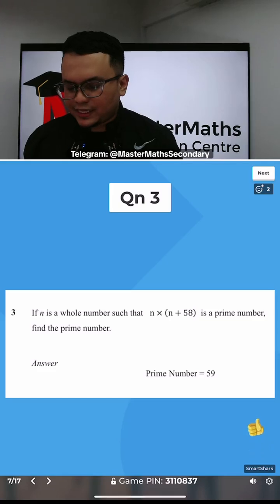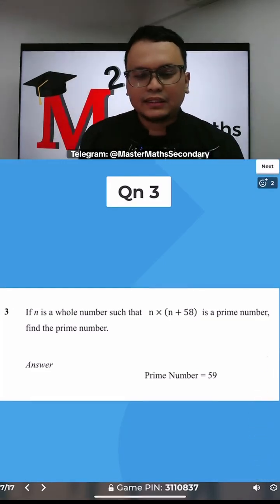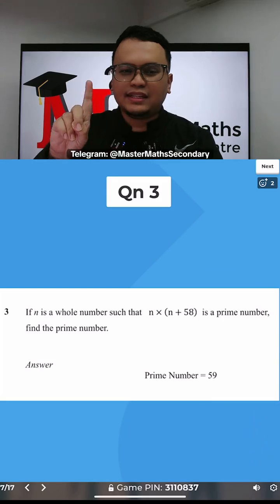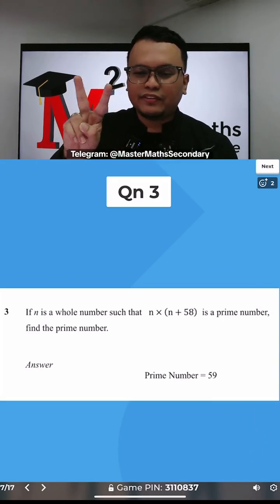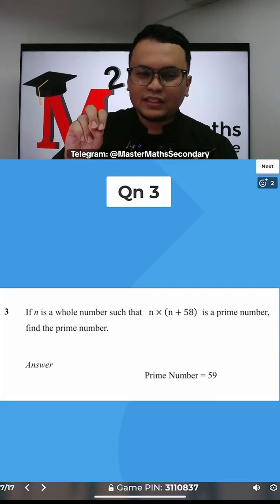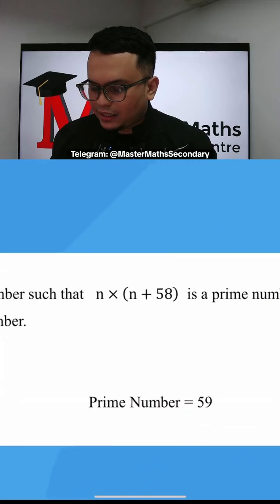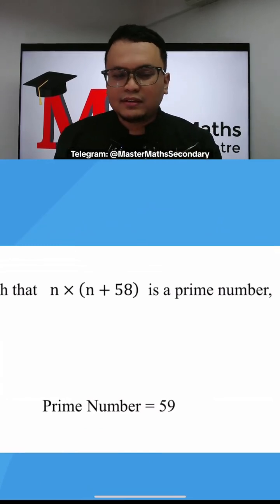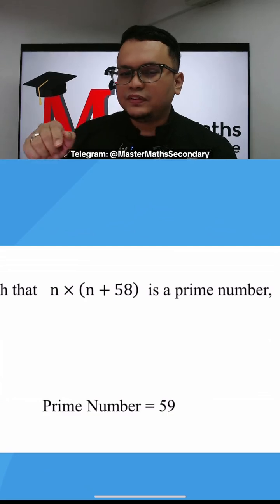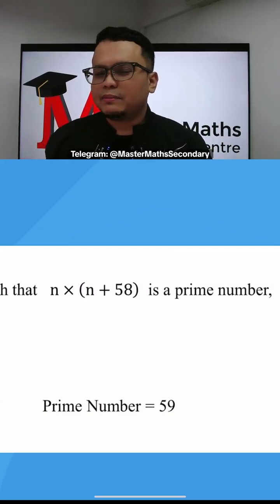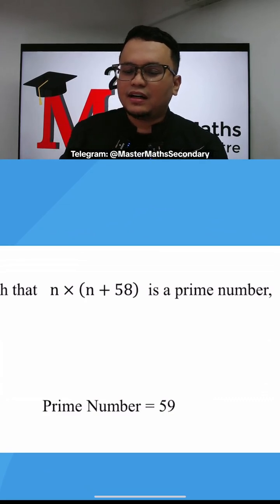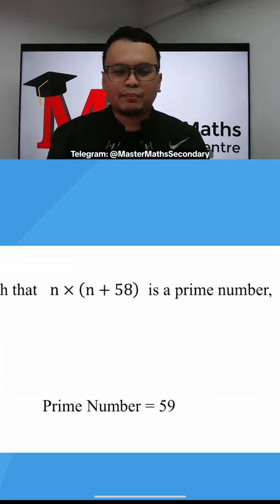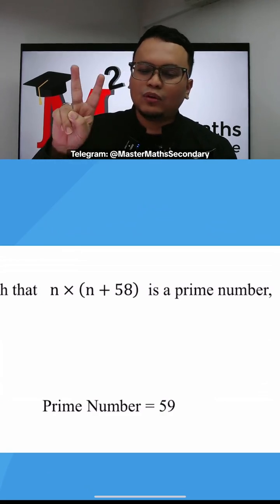Now let me explain to you guys. What's a prime number again? It is a number that has only 2 distinct factors, 1 and itself. So this means that if this is a prime number, the n must be 1, correct? Because a prime number only got 2 distinct factors. So n must be 1. And if n is 1, wouldn't 1 plus 58 be 59? So 1 times 59 is just 59. So this is actually going back to your understanding of prime numbers, knowing that prime numbers only have 2 factors, 1 and itself.